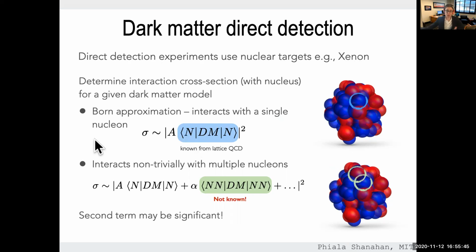But of course, well, what if the dark matter interacts non-trivially with multiple nucleons? Then you don't just want the interaction with a single proton or neutron, you also want this matrix element for its interaction with multiple protons or neutrons. And the second term could be significant, and it could scale differently with Z and with A. And this can lead to significant uncertainty.